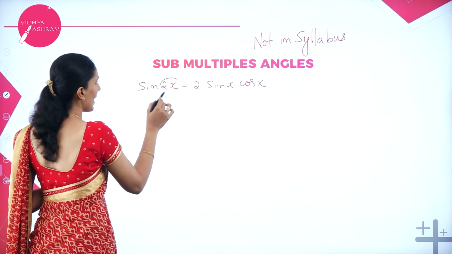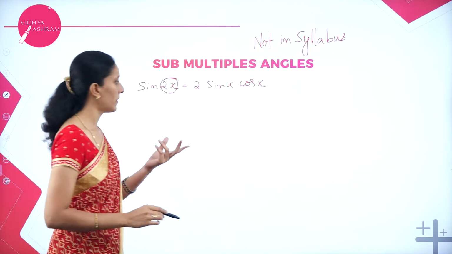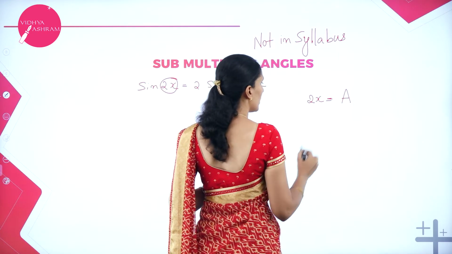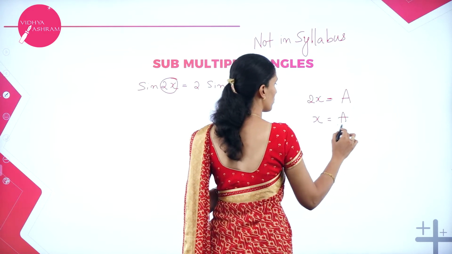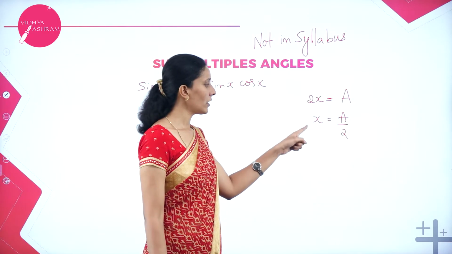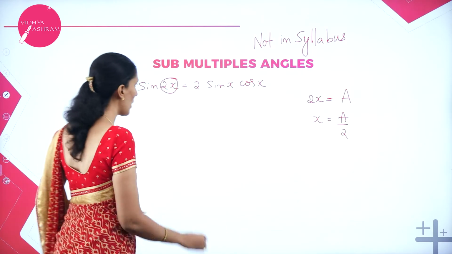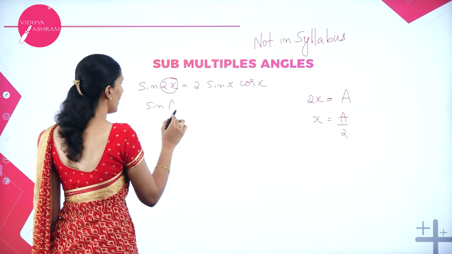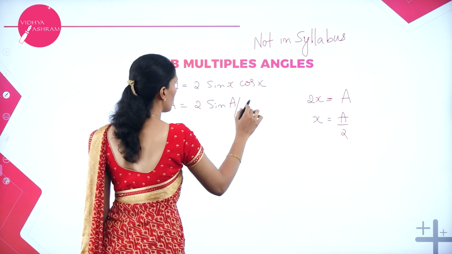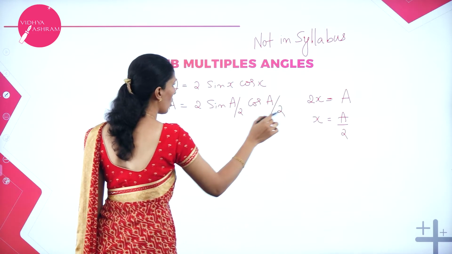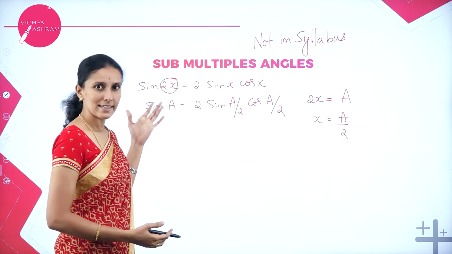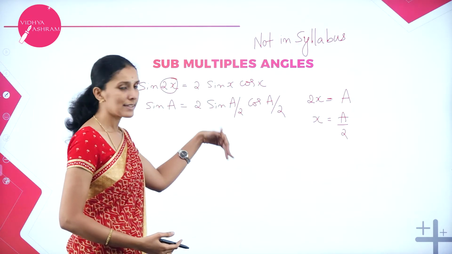If I replace 2x as some term a, I'll take 2x as a. Then what is your x? It is a by 2. So wherever you get 2x, replace with a, and wherever you get x, replace with a by 2. So what happens now? Sin a is equal to 2 sin a by 2 cos a by 2. This is what is called a submultiple angle. The same formula with 2x as a and x as a by 2.